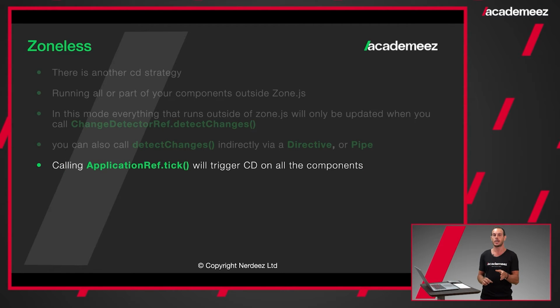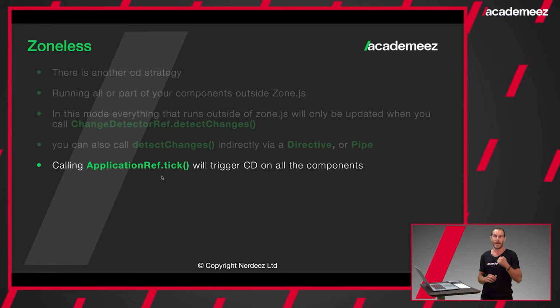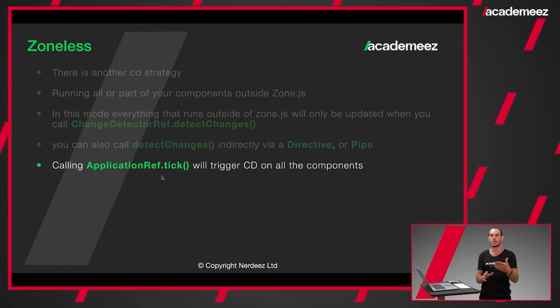Another option to trigger change detection in a zoneless mode is calling the ApplicationRef, which you can also inject using the dependency injector, and calling the tick function. The ApplicationRef tick function will traverse your entire tree of components and trigger change detection on it. So we have the default automatic, the OnPush semi-automatic, and the third one, zoneless, when you run your entire component tree outside Zone.js or part of your component tree outside Zone.js.